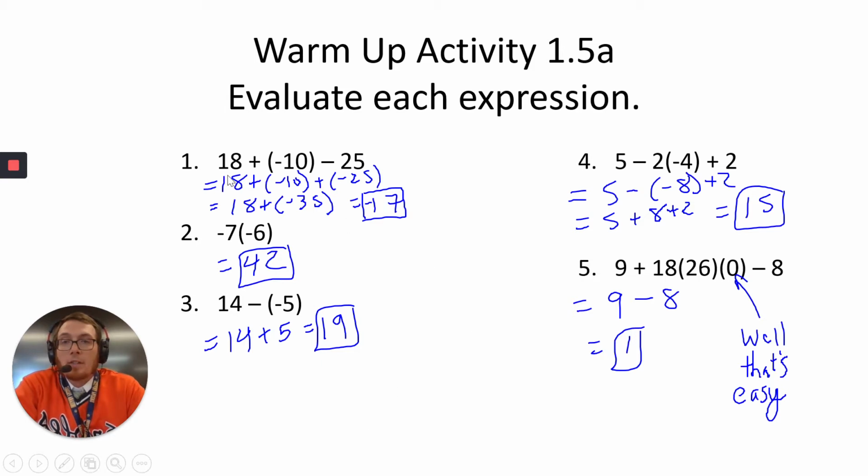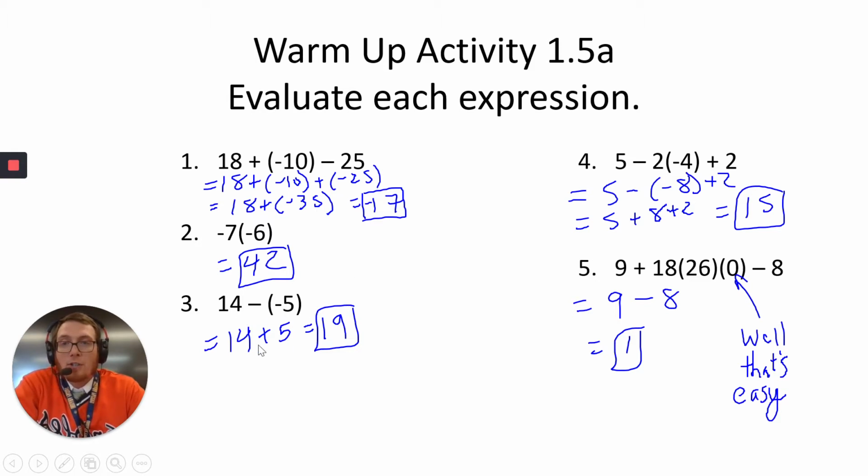This first one here, I'm going to do keep, change with this minus 25 and make it plus negative 25. I'm going to choose to add the two negative numbers up first, and then there's one negative, one positive, so 35 minus 18 is 17, and it's negative because the bigger number is negative. I think everyone would be in agreement that number 2 is a nice question because you're just multiplying two negatives and it becomes a positive 42.